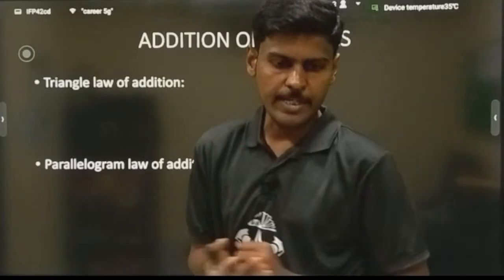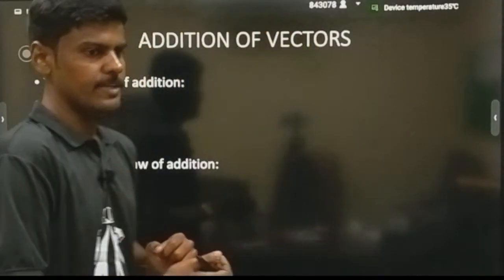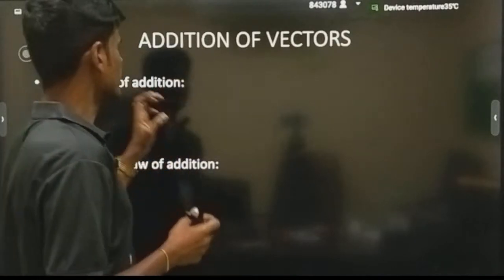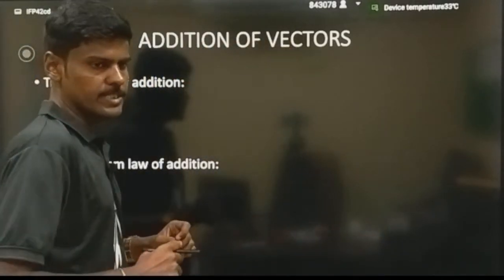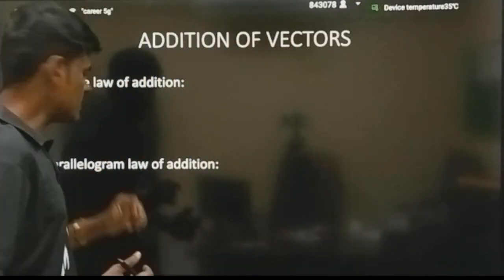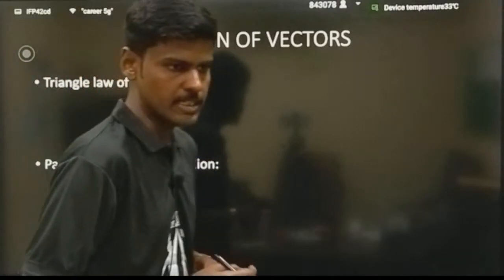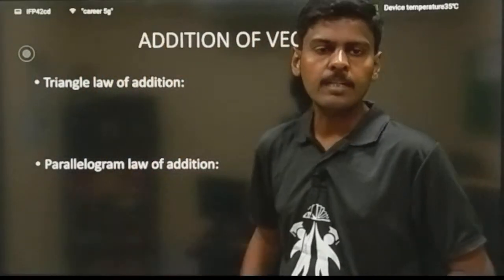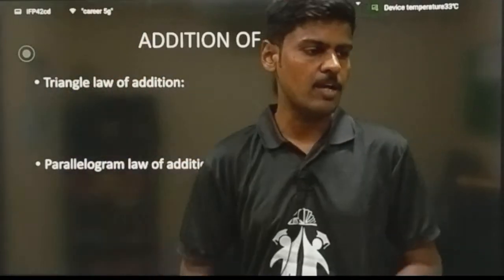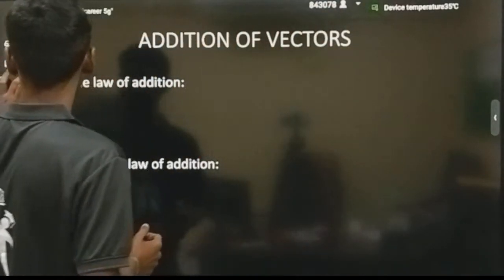Next one is addition of vectors. Okay, when we say two vectors are added, then what is the resultant vector? The resultant vector can be given by two laws. One is the triangle law of addition or the parallelogram law of addition. There is one more law, which is the polygon law of addition. All these three are nothing but extensions of the triangle law of addition. What is the triangle law of addition?